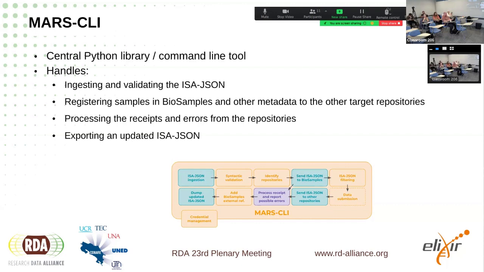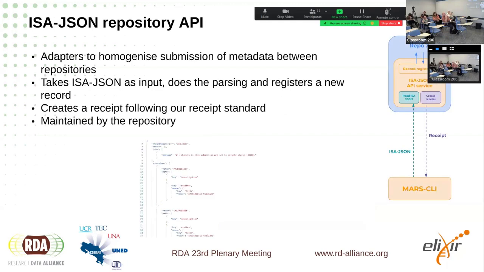It will also then take care of the actual submission towards these repository endpoints, and that the receipts that are being returned are being parsed, and that things like error handling, but also asynchronous validation steps are taken care of, and that the returned accessions are stored in the ISA JSON, and an updated ISA JSON is being dumped. And also, of course, I forgot to mention the data submission itself.